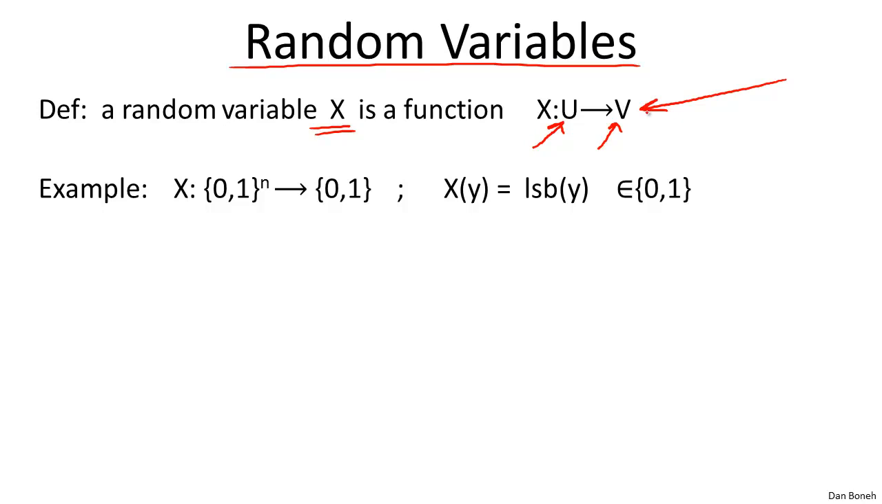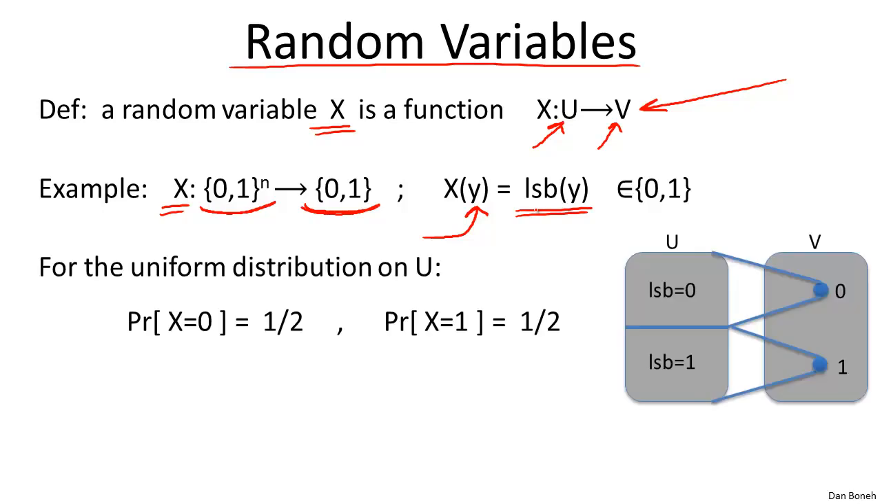So let's look at a particular example. So suppose we have a random variable X, and this random variable maps into the set {0, 1}. So the values of this random variable are going to be either 0 or 1, so 1 bit basically. Now this random variable maps our universe, which is the set of all n-bit binary strings, {0, 1}^n, to the set {0, 1}. And how does it do it? Well, given a particular sample in the universe, a particular n-bit string y, what the random variable will do is simply output the least significant bit of y. And that's it. That's the whole random variable.